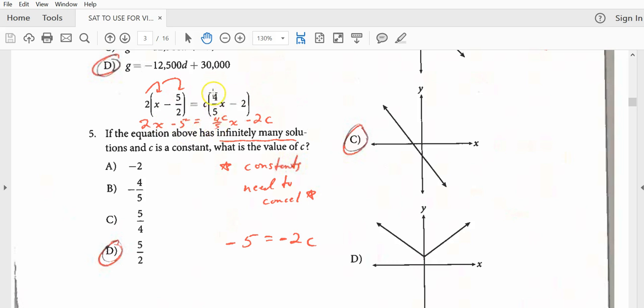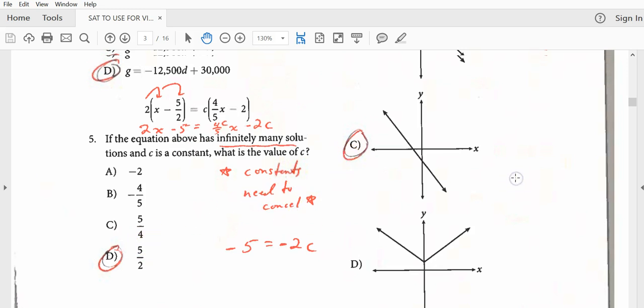5 is equal to 4 over 5c times x minus 2c. So our variable terms here, they're going to end up being the same thing. So these constants also have to be the same to have that exact same thing. That's what infinitely many means. Both sides are the same. So if I think about setting those equal, I could have negative 5 is equal to negative 2c, and if we solve, we'll end up with our answer. So again, just kind of applying that linear vocab.